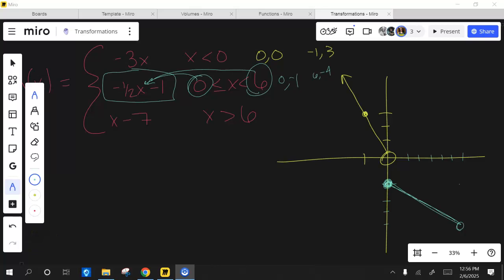All right, let's look at the last one. What am I plugging in? 6. What do I get? Now, open or closed? Open.